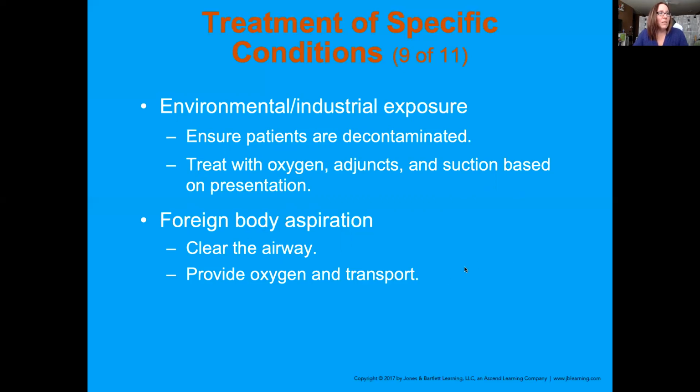Aspiration of foreign bodies, again, aspiration means it ends up in the lung tissue itself. We can't do anything. We can't do abdominal thrusts to get that out. It's down past the epiglottis, so it's down lower in the trachea, or it's down actually in the bronchioles. If it's still in the trachea, we want to try and get it out.